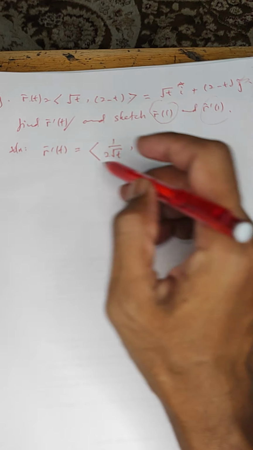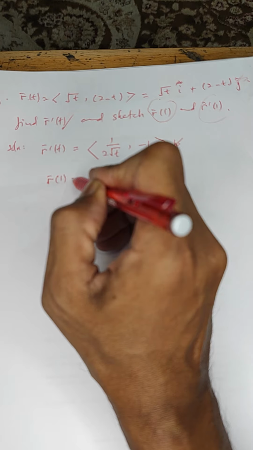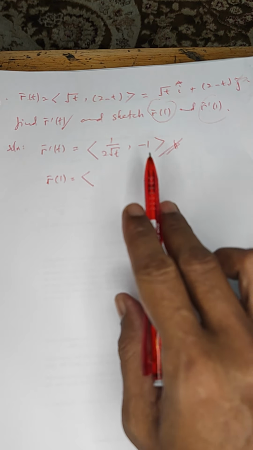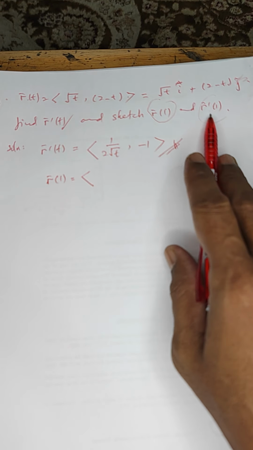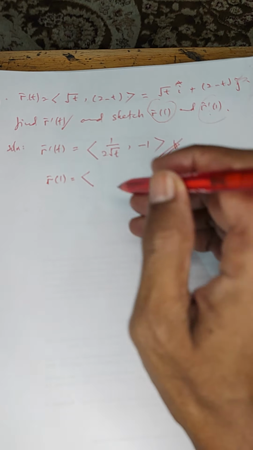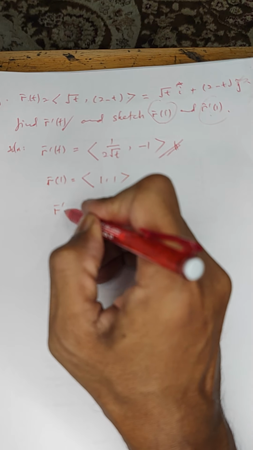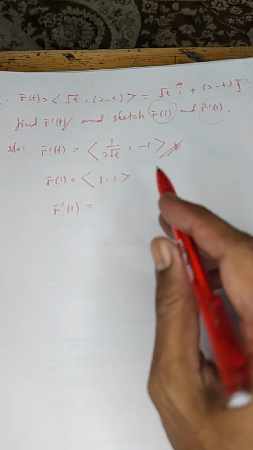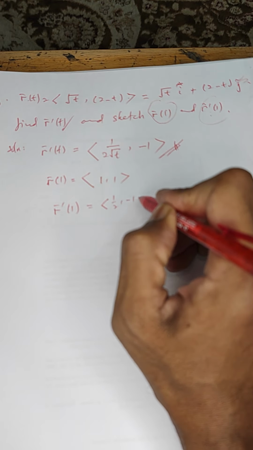If you evaluate those, r(1) gives you (1, 1), so we sketch (1, 1). And r prime(1) is (1 over 2, minus 1).